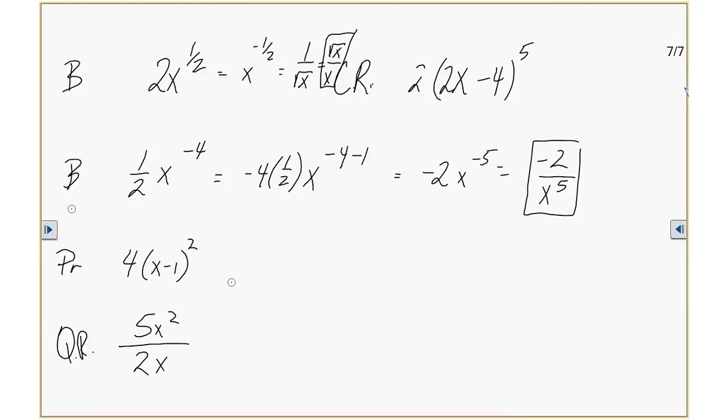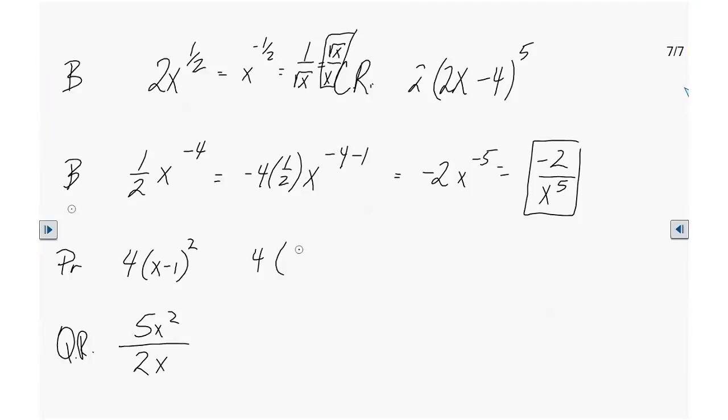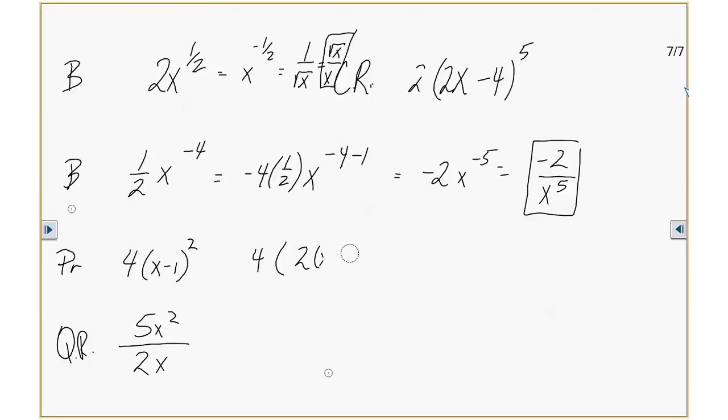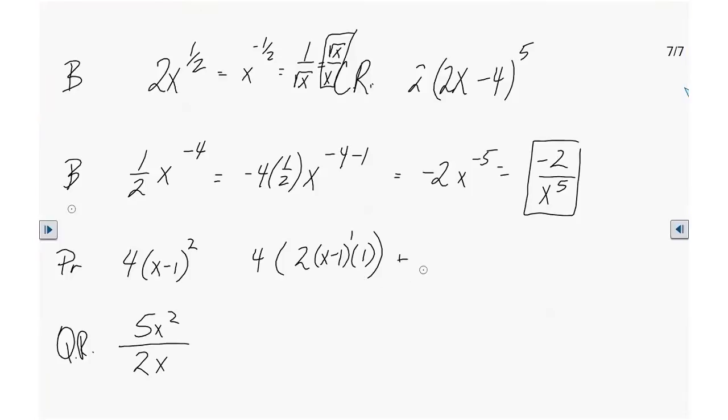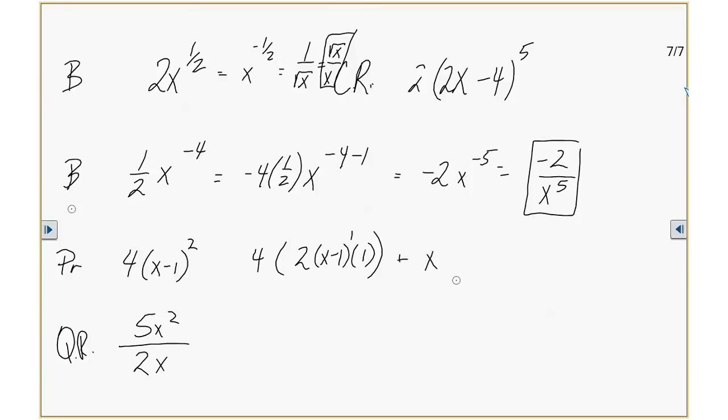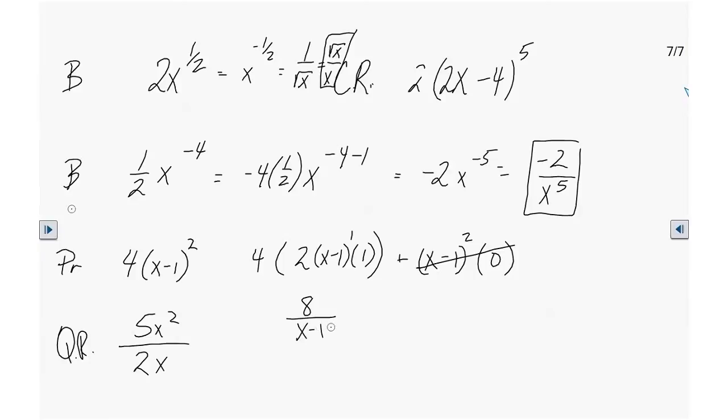Product rule. First, times the derivative of the second. I put in the chain here. First times the derivative of the second, which will be 2x minus 1 to the first power times 1, plus the second, x minus 1 to the second times the derivative of the first, which is 0. I'll do that one for you. That goes out, and you're left with 8 over x minus 1.